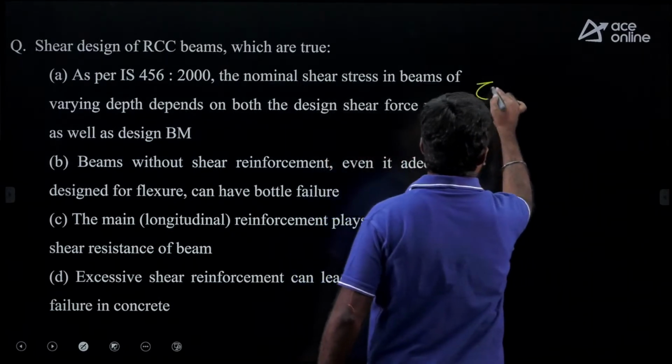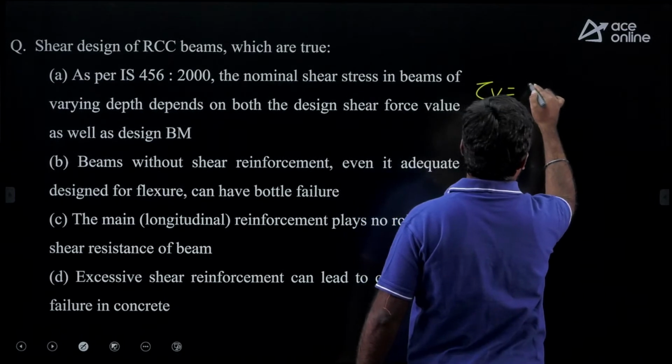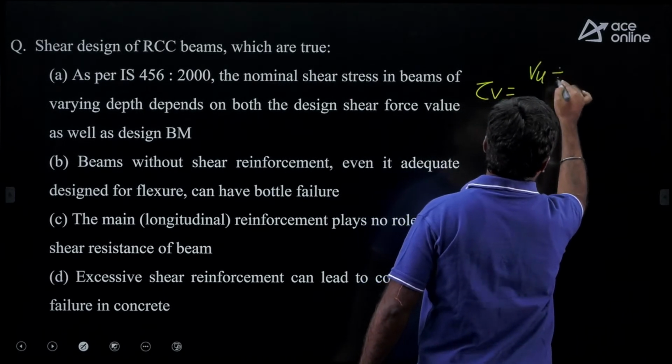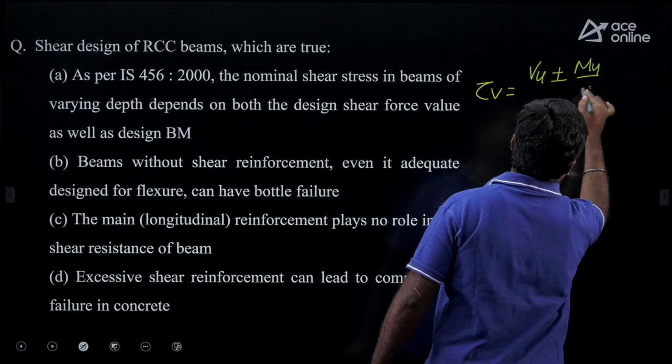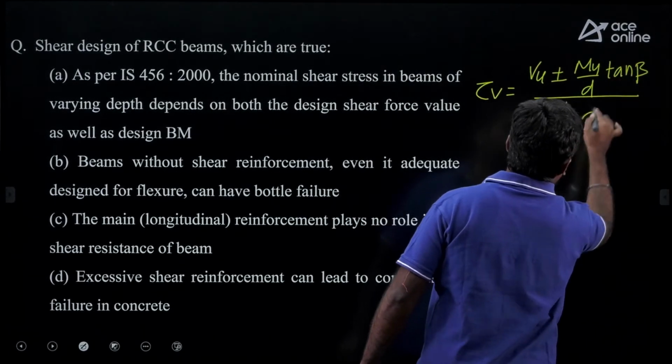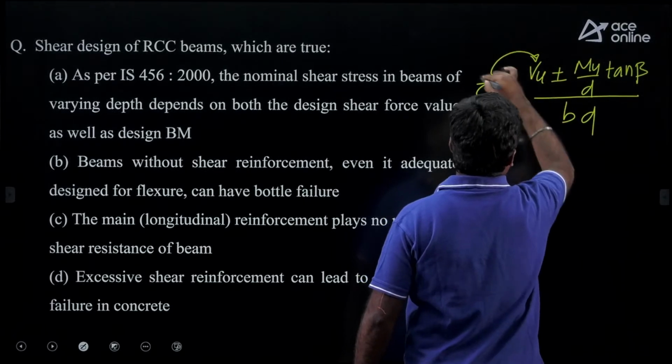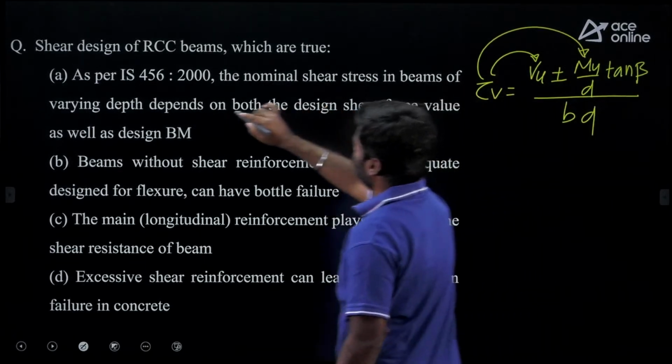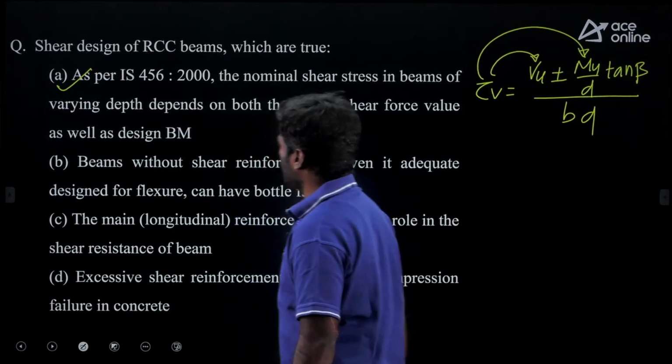Yes, it is true. If you check the nominal shear stress, tau v is equal to Vu plus or minus Mu upon d times tan beta, upon bd. So, tau v depends upon Vu as well as Mu. So, A is correct.